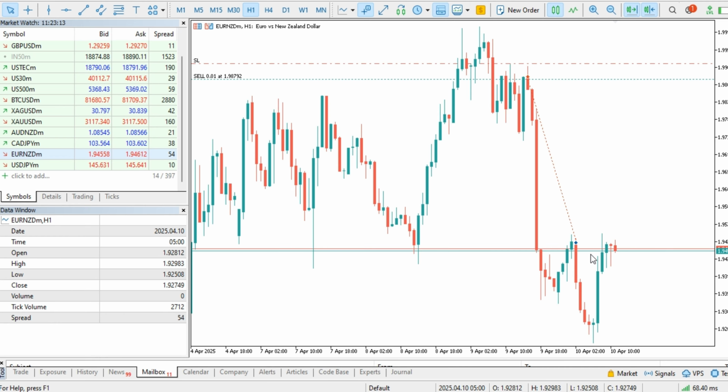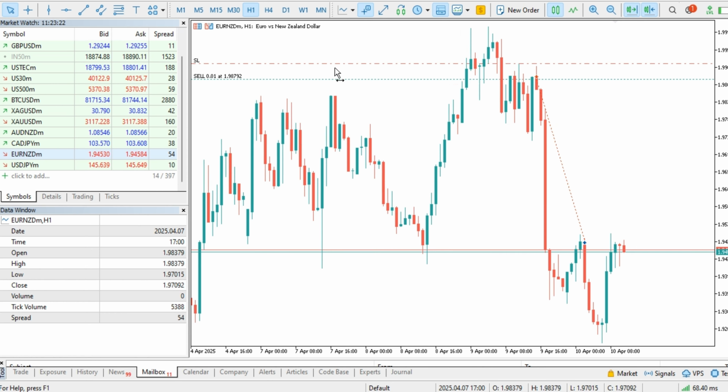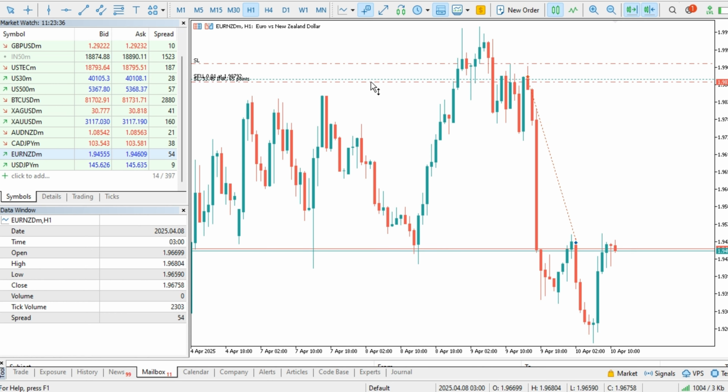So half has been booked. Half has been booked here, and half is running. So you can see it's a sell and the SL is above here still, and half is running. So I'll put the SL to break even now. Okay, I put the SL to break even.